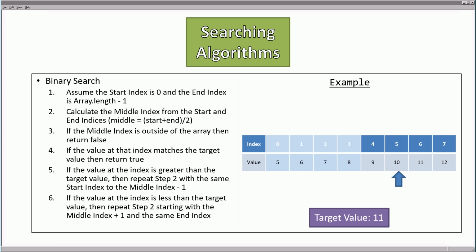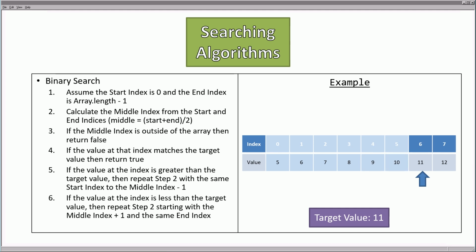So then we restart, but this time, instead of starting at index 0, we start at index 4. Now to get the midpoint, we do 4 plus 7, which is 11. 11 divided by 2 is 5. Now with this one, 10 is greater than 11, so we just look at this side of it.